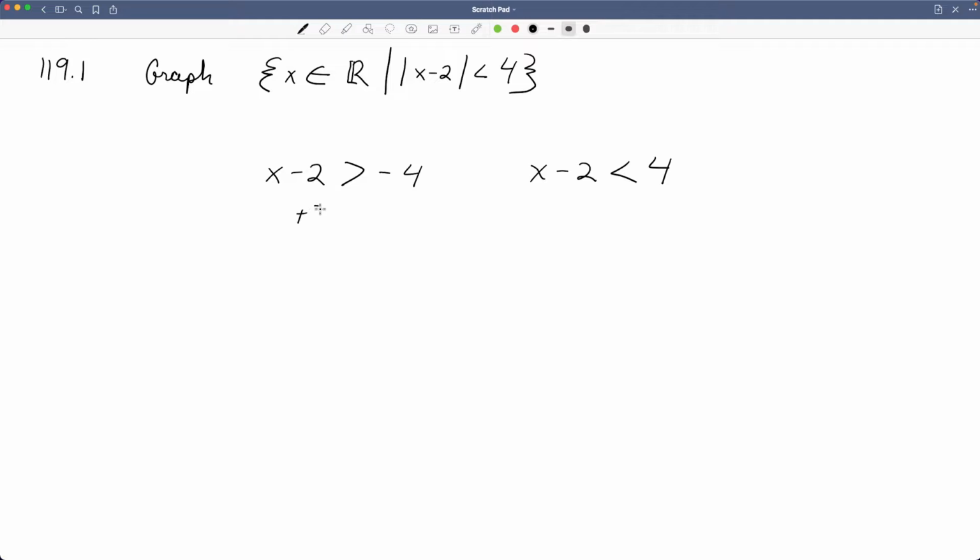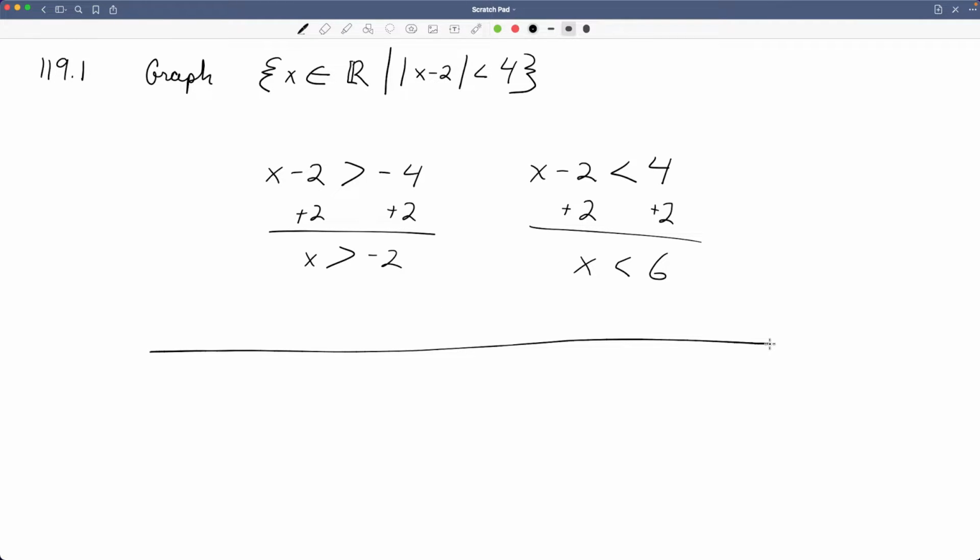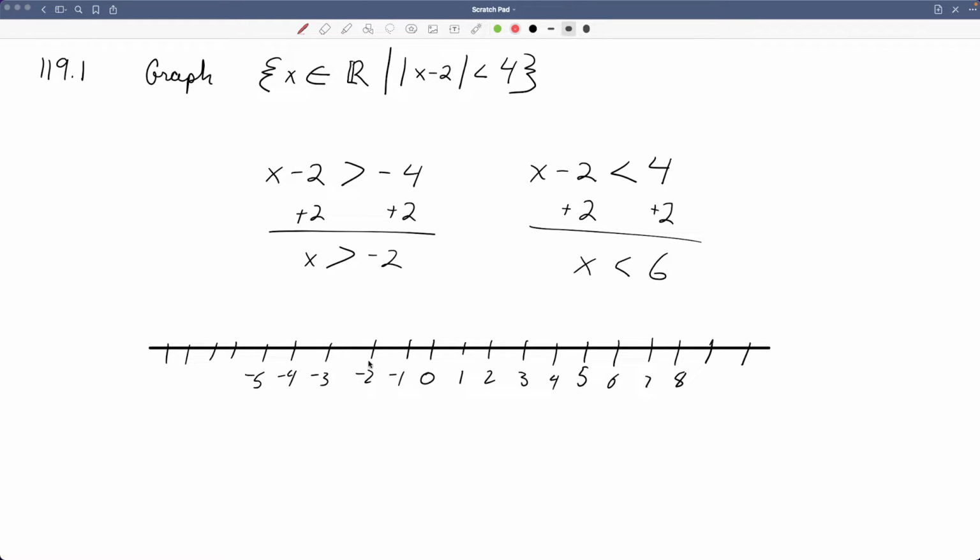So we would add 2 to both sides and find that x is greater than -2, and again add 2 to both sides and find that x is going to be less than 6. So all the real numbers greater than -2 and less than 6 will satisfy the given inequality. So we would draw our number line, and let's fix that up right quick. So we would circle -2, and we would circle +6.